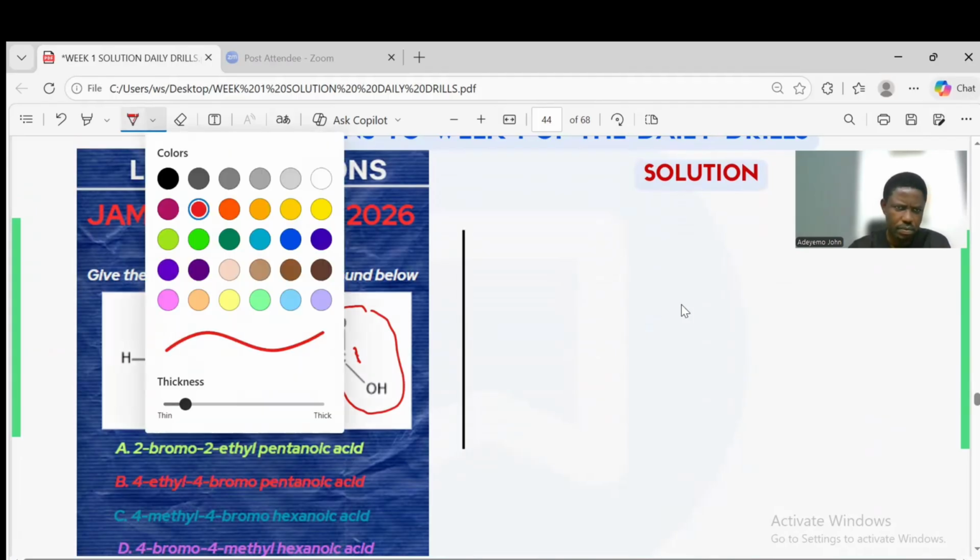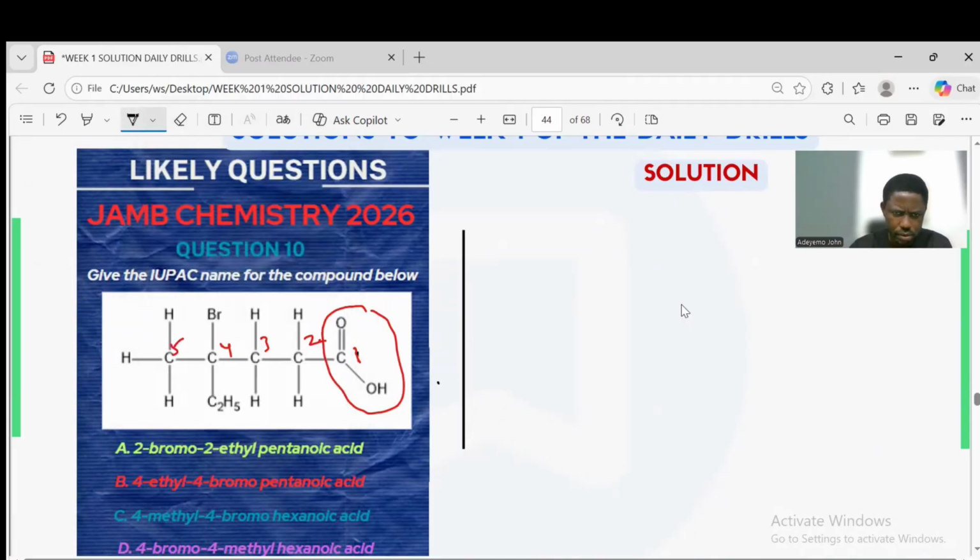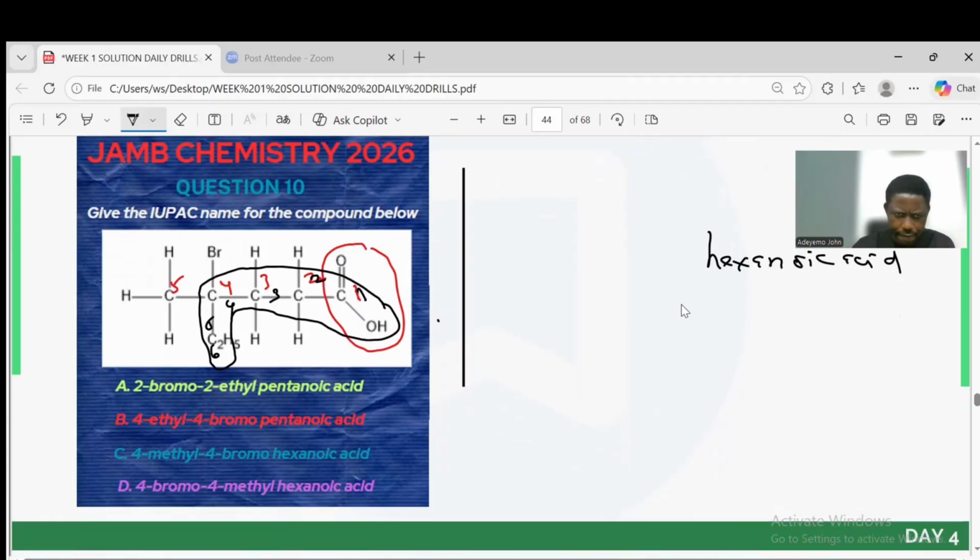Let me pick another color of pen. 1, 2, 3, 4, 5, 6. So this is the way to go, keep moving along the carbon chain. That is 6, so that shows that it's hexanoic acid. Now, this is a substituent, and since we have taken that route, this is bromo. We'll name it first. 1, 2, 3, 4. So it's going to be 4-bromo.